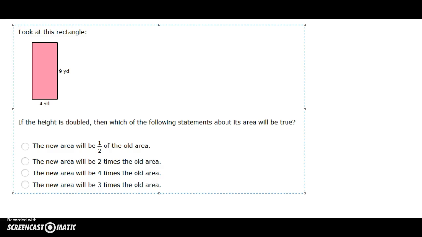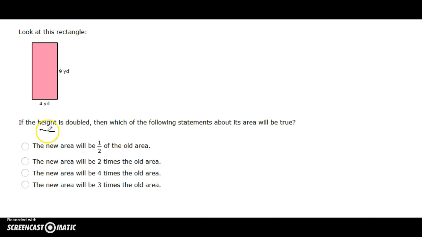Alright, so this is another one like that, and I got a couple more like this. And I really just have to work them out. Notice that this time, the height is doubled. So what happens to the area? First, let's find the first area. 4 times 9 is 36 square yards.